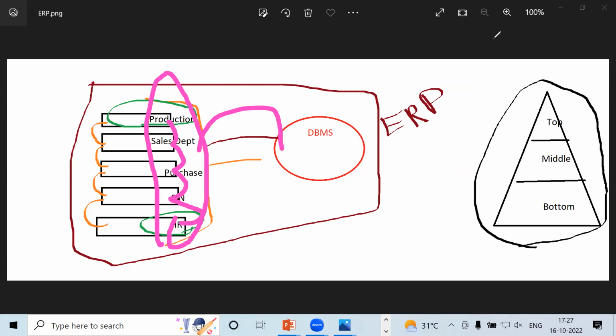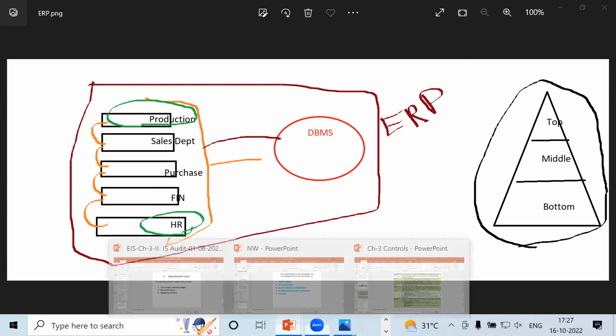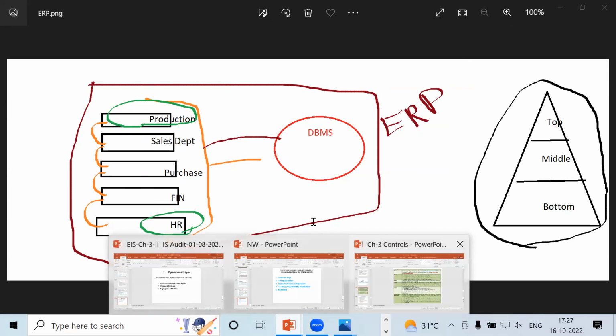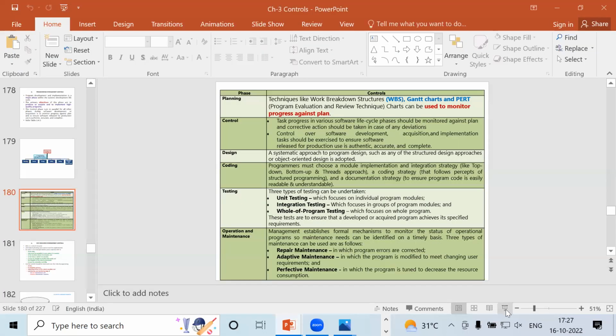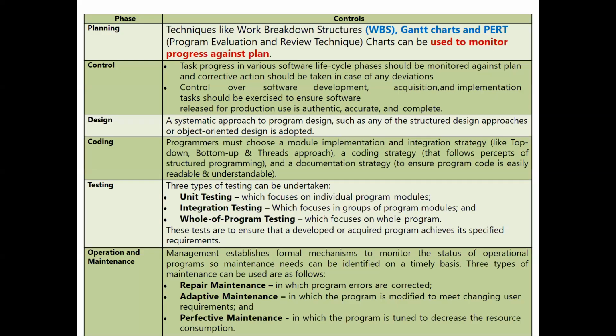Now this interaction should be there. Otherwise, you will not be able to perform the internal functions properly. So therefore, we have integration testing. Whole of the program testing, the entire program is tested.